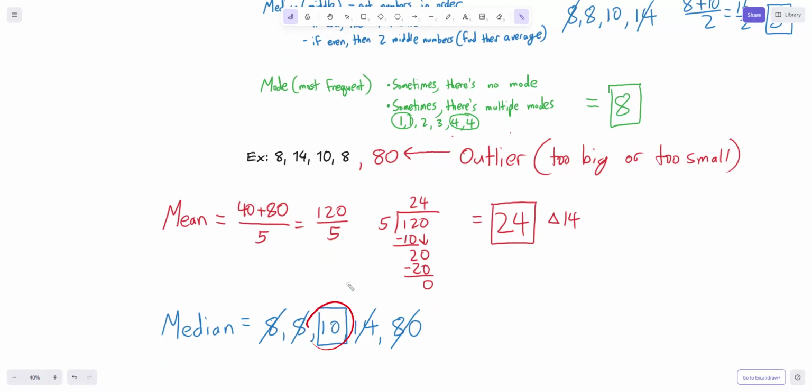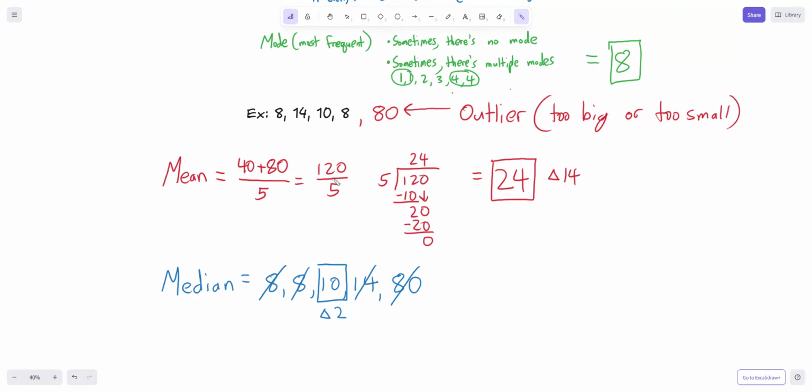So the median did go up, but not as much. It went up only by 2, a delta of 2. And I would argue that 10 is still a good representation of your numbers. It's a good representation of 4 of these numbers. So 10 is still pretty good.